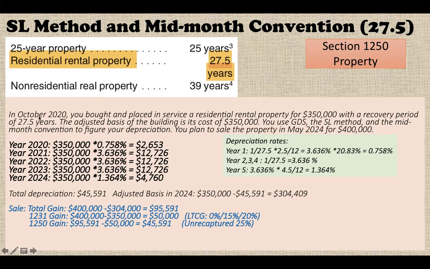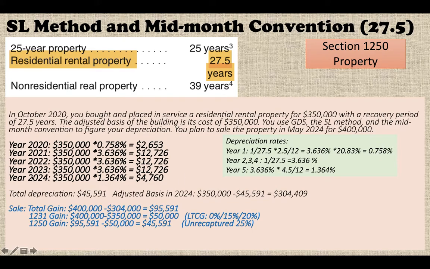Well, you bought in October. We use what's called the mid-month convention. In the month you bought, we only count half a month. No matter whether you bought on the first day of the month or the last day of the month, we always count half a month for the month you bought it. So October is half a month, November is 1 month, and December is 1 month. So in the year 2020, you have 2.5 months out of 12 months. You get 20.8%, then you multiply by the annual depreciation rate, which gives you 0.758% here. That's how you calculate the year you bought it.